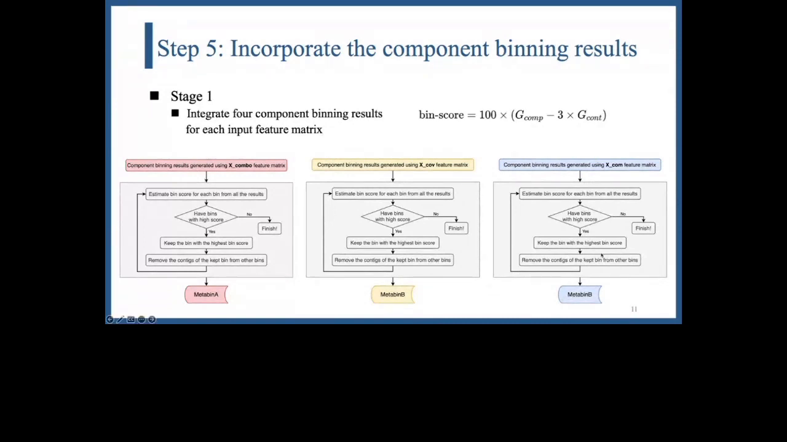First, the bins with high bin scores estimated by the ICGs will be selected. Then the contigs in the selected bins will be removed from other bins. The above 2 operations are repeated until there are no high-quality bins.